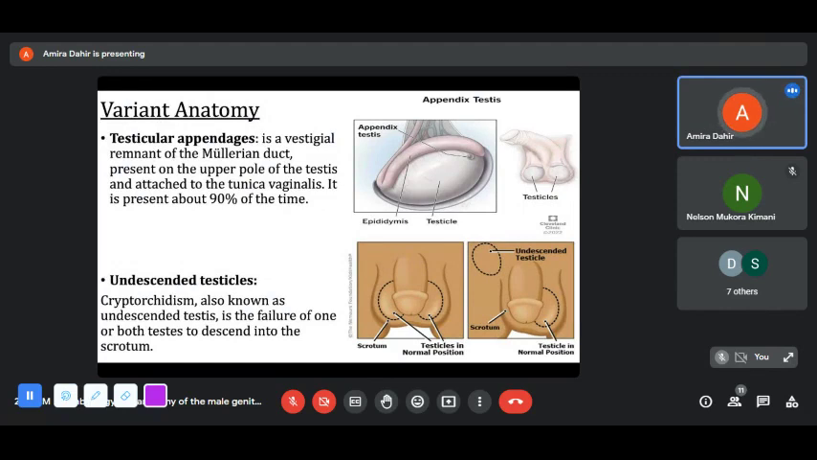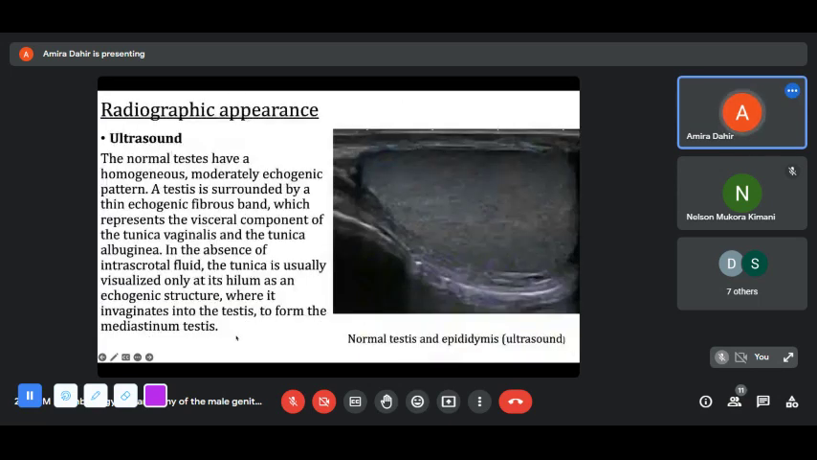So there's a variant anatomy known as the testicular appendage, a vestigial remnant of the Mullerian duct present on the upper pole of the testis. It's attached to the tunica vaginalis, and it's present about 90% of the time. And I mentioned undescended testicles, also known as cryptorchidism, which is a failure of one or both testes to descend into the scrotum.